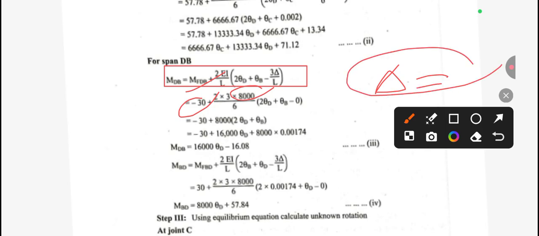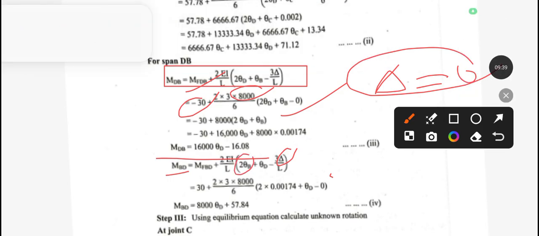For D to B we need to apply the slope equation, which is this one. The value of this one is given as minus 30, and EI is 8,000, and in the place of delta there is no settlement at this portion, so the value of delta is 0. So this will be our third equation. Similarly for B to D there will be no deflection, so delta will be 0. At the place of theta B there is rotation over here, so we need to put the value of theta B, that is 0.00174, and we get this equation. This is equation number 4.